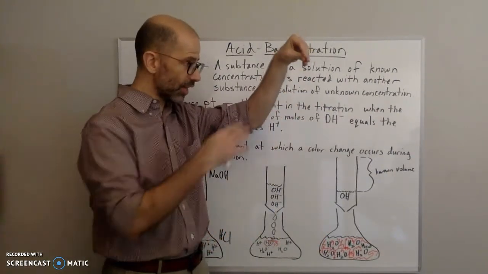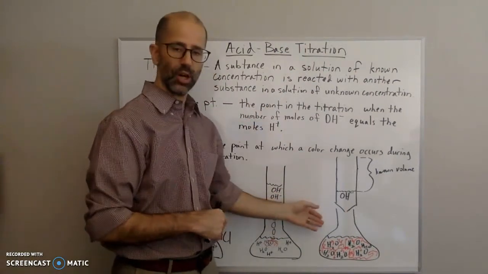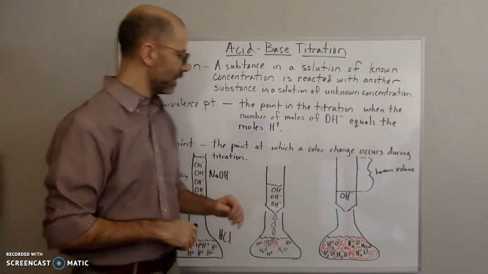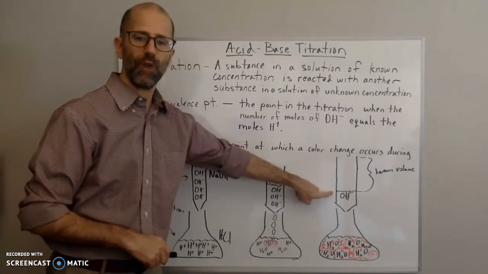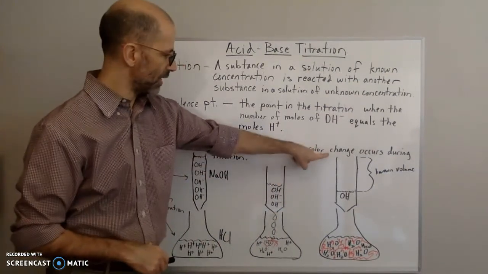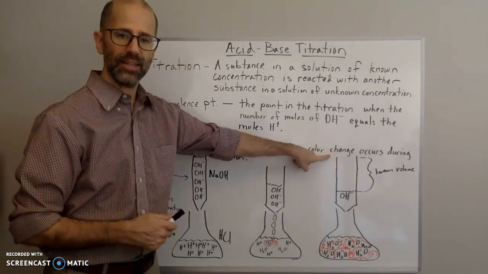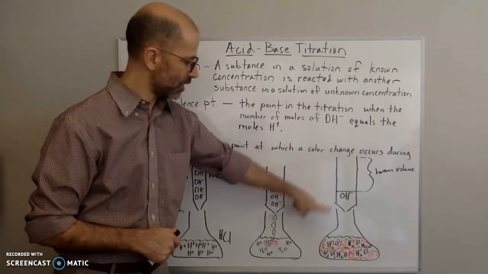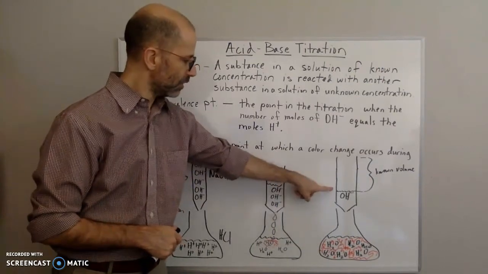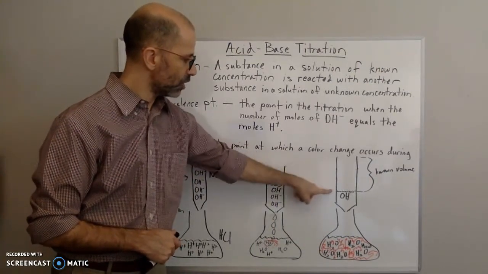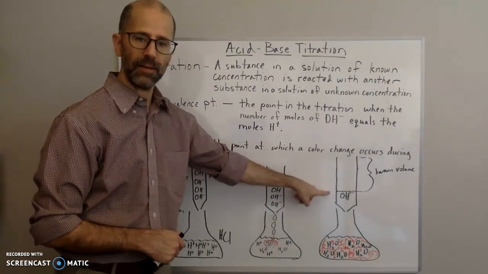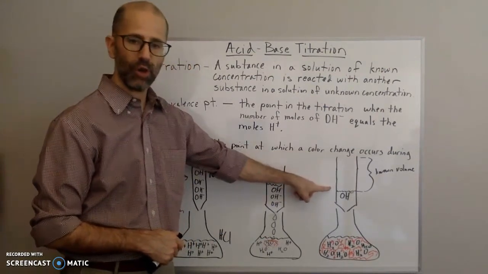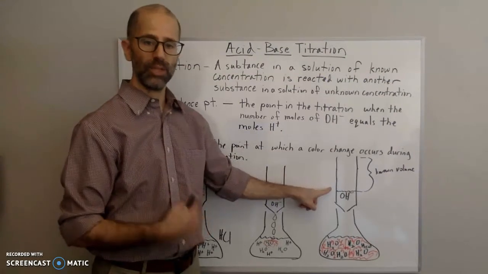You're swirling, you're looking at it, and if it's still there after about 15, 20 seconds, you've reached the end point, and you stop adding there. And then at that point, you can measure the volume that you stopped. So if I began up here before I added my NaOH, and I added all the way down to here, and I stopped here because it turned a light pink color, then this is the amount of the NaOH that I added. So now I have a very precise measurement of the volume of my known NaOH, my known base.